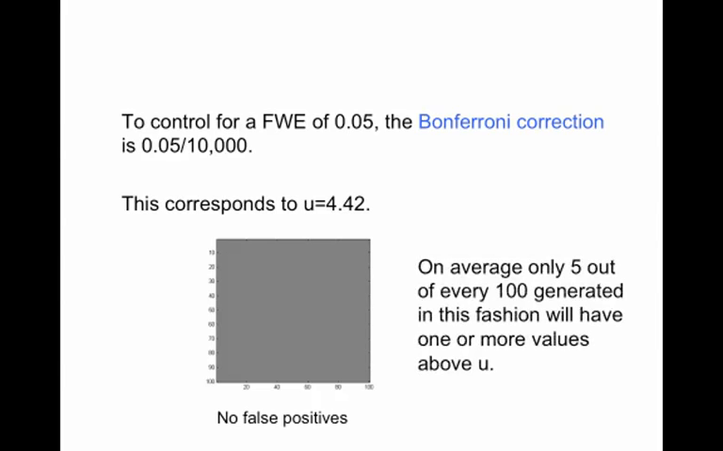Indeed, if we were to repeat this procedure 100 times, on average, only 5 out of every 100 generated data sets in this fashion would have one or more values above u. So that's how stringent the family-wise error rate is. It says that if I'm controlling the family-wise error rate at 5%, on average, only 5 out of every 100 times I perform this experiment, I'll get one or more false positives. So that's a very strict control over the number of false positives.